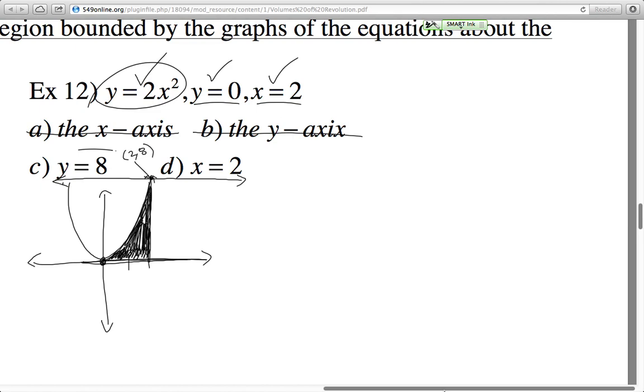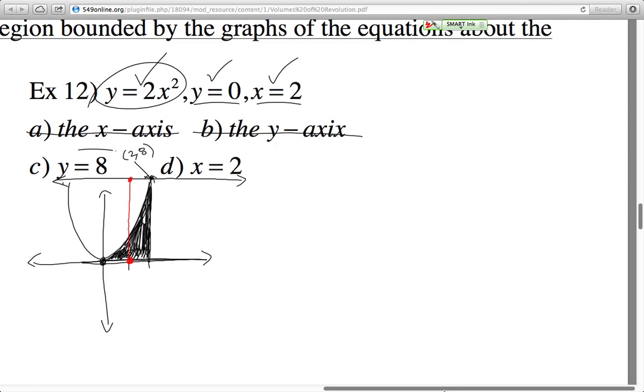All right, now, I'm going to rotate it around y equals 8. Since it's a washer and not a disc, there are 2 radii: an outer radius and an inner radius. Draw the 2 vertical strips real quick. Where do you measure from always? The axis. The axis of revolution.